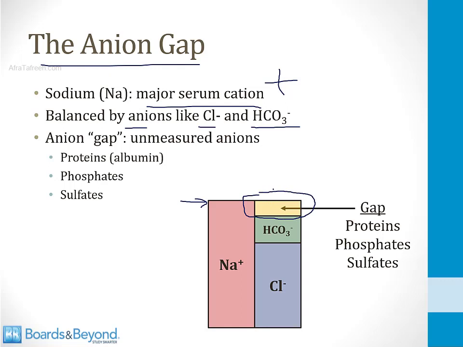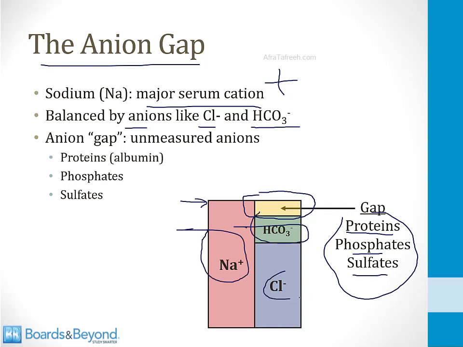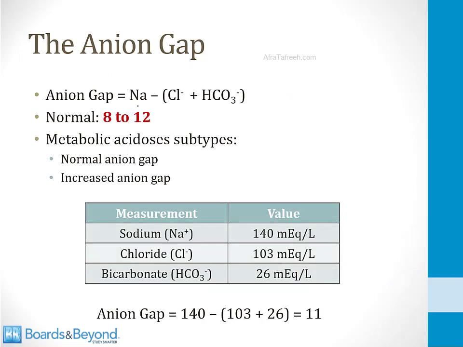These are things we don't usually measure on standard measurements, things like negatively charged proteins and phosphates and sulfates. So because we don't routinely measure these things, but we do routinely measure sodium and bicarbonate and chloride, we can easily calculate an anion gap by taking the sodium and subtracting the chloride and bicarb. That will give us a value for the anion gap, and that value is very helpful in determining the cause of a metabolic acidosis. So the anion gap, as I told you before, is the serum sodium minus the chloride plus the bicarbonate. And a normal value for the anion gap is about 8 to 12.